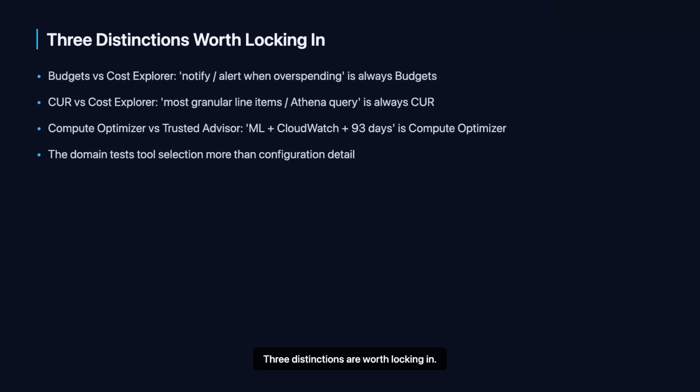3 distinctions are worth locking in. First, budgets versus Cost Explorer. Any mention of notify or alert when overspending is always budgets, because Cost Explorer has no notification capability at all. Second, the CUR versus Cost Explorer: most granular line items, or an Athena query on billing data, is always the cost and usage report. Third, Compute Optimizer versus Trusted Advisor. Machine learning, CloudWatch metrics, 93 days of history, all of those point to Compute Optimizer. In each case, the requirement tells you which tool applies.